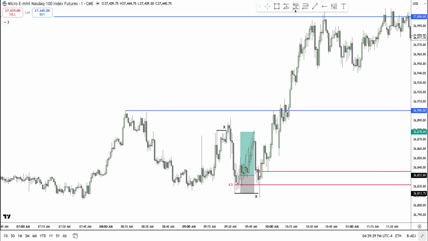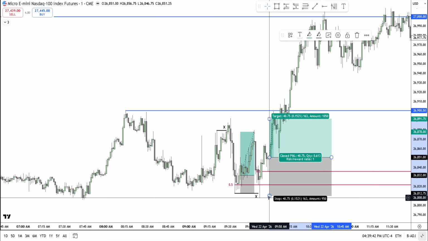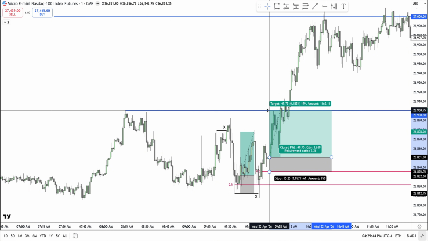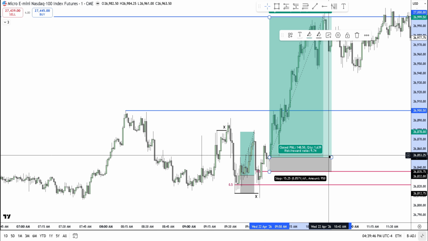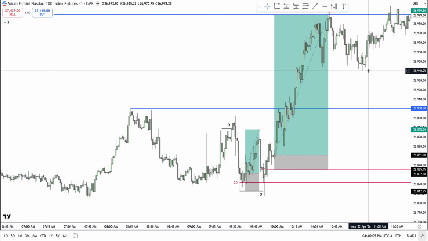Look, perfectly touches it. Entry there, stop below, trade to there for 3R, trade up here for 9R. And those are my three favorite ICT entry models that I use to trade every day. Thank you for watching.